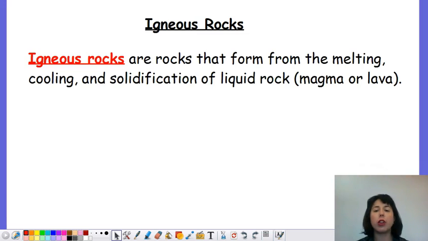Igneous rocks are rocks that form from the melting, cooling, and solidification of liquid rock, magma or lava. There's a difference between magma and lava. We can't use them interchangeably. Magma is liquid rock beneath the Earth's surface, while lava is liquid rock on the Earth's surface. And this is going to come into play when we look at some of the different types of igneous rocks.